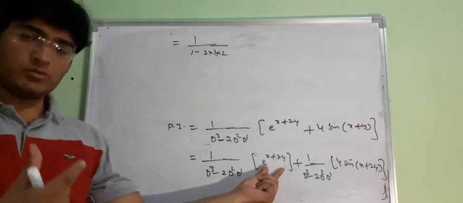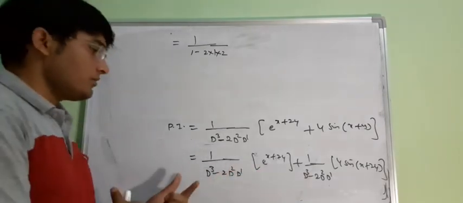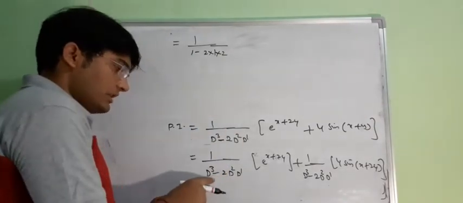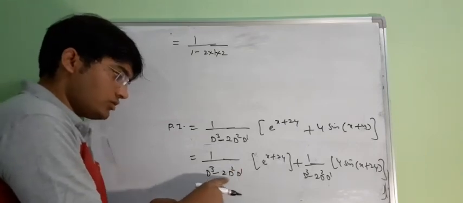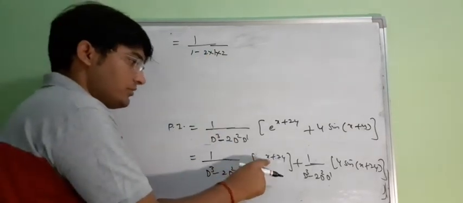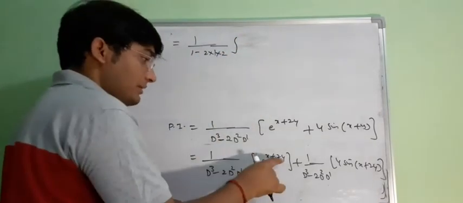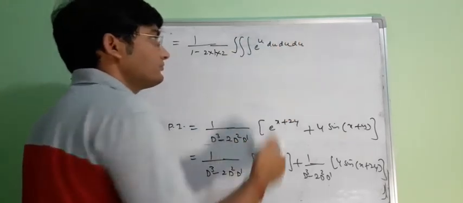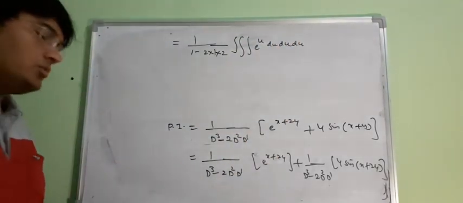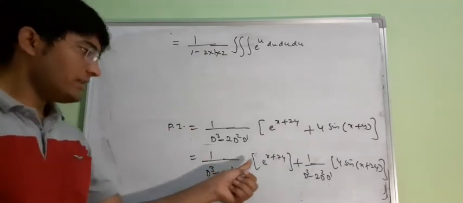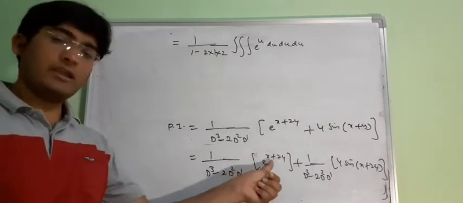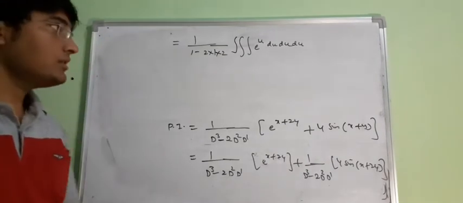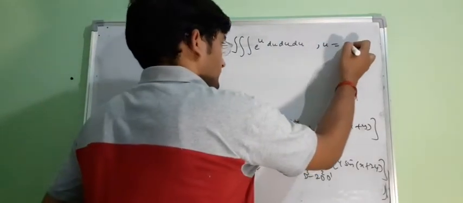As we know that the integration of e to power x plus 2y is e to power x plus 2y, as the degree of this term is 3, we have replaced D by a and D dash by b, and we will integrate this bracket 3 times with respect to u. As the integration of e to power u is e to power u, we can simply replace D by a and D dash by b, and there is no need to integrate this bracket, where our u was x plus 2y.